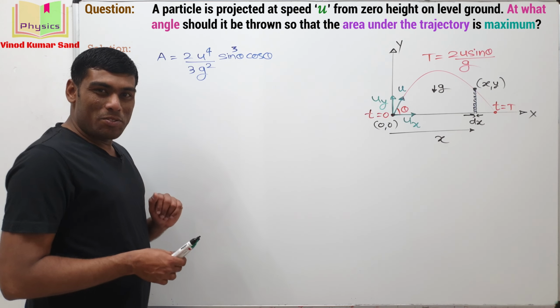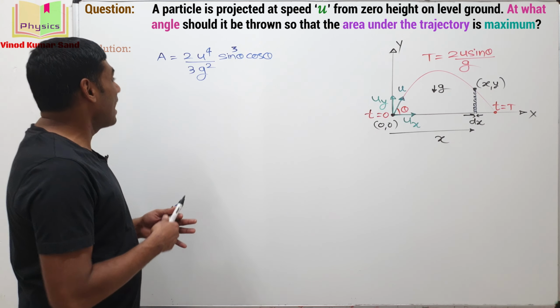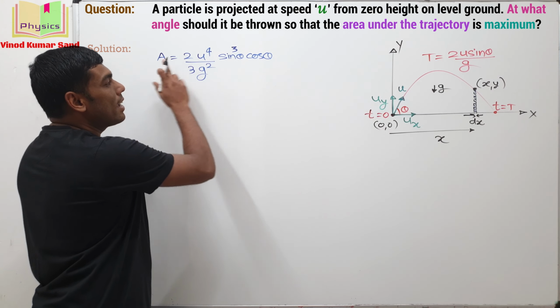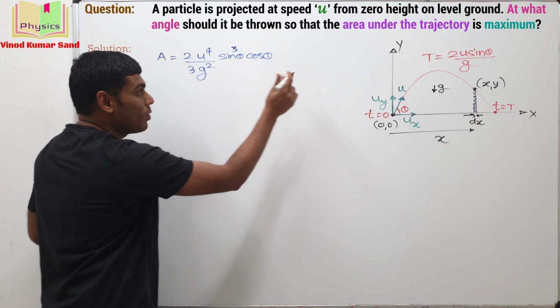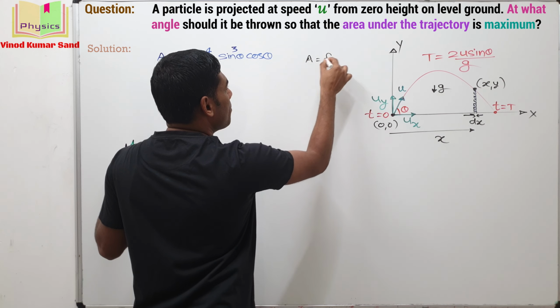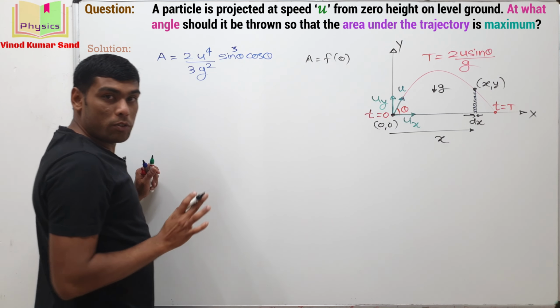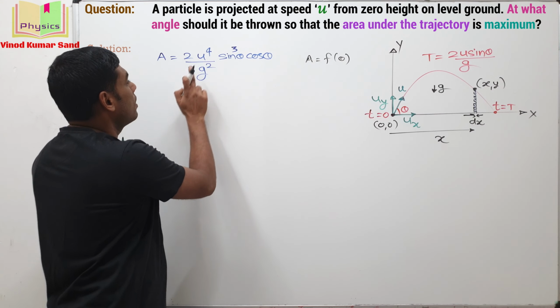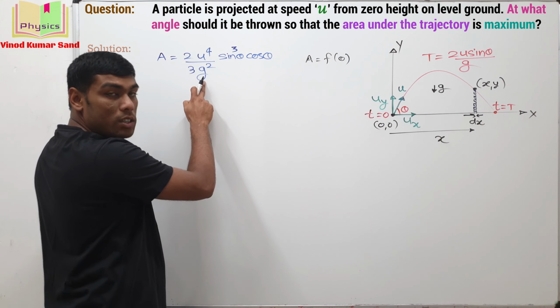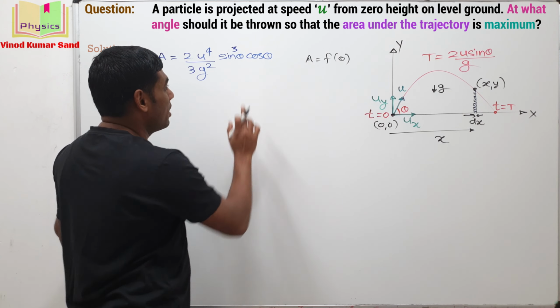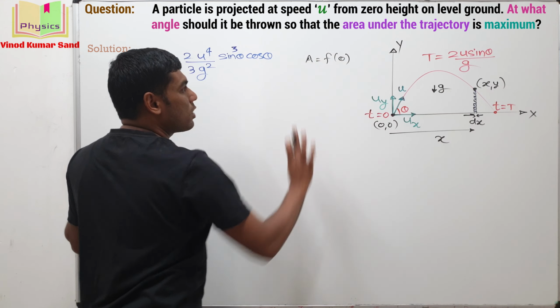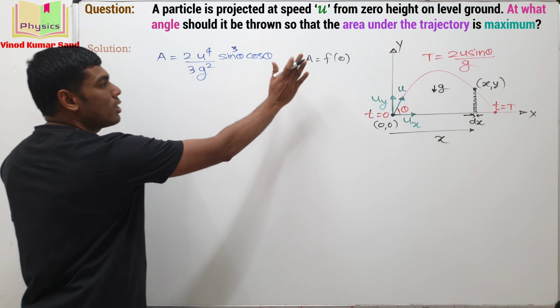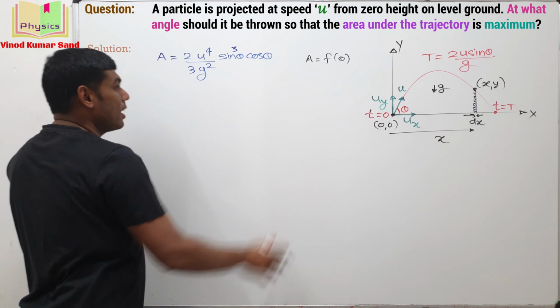Now proceeding further for the final answer, area is a function of theta only. Why? Because if you check the language of the question, this u is already given, it is constant. This 3 is constant, 2 is constant, g square is also constant. So area is a function of theta only. I am going to maximize this area.